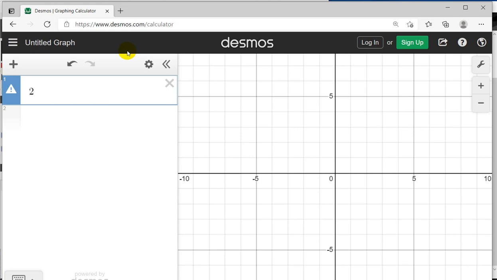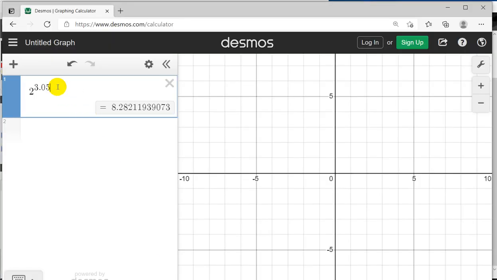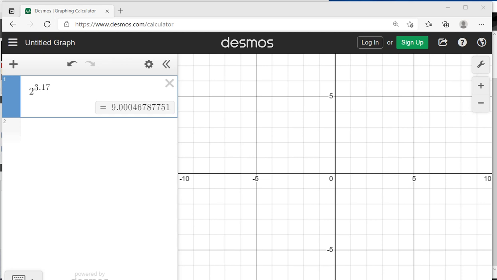You could do trial and error, but it takes a very long time. You could try 3.05. Our goal was to get 9, right? Okay, that didn't work. Let's try 3.1, 3.12, 3.14, 3.15, 3.16. Oh, 3.17? That might be it. But as you can see, this isn't very time efficient. Just trial and error. I want to try to figure this out without using trial and error.